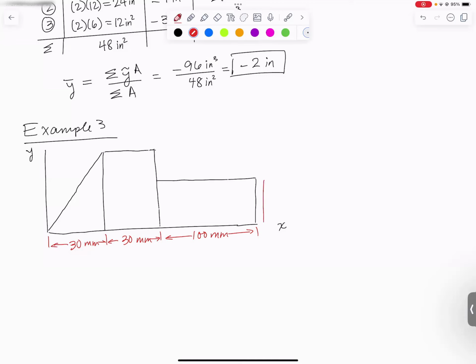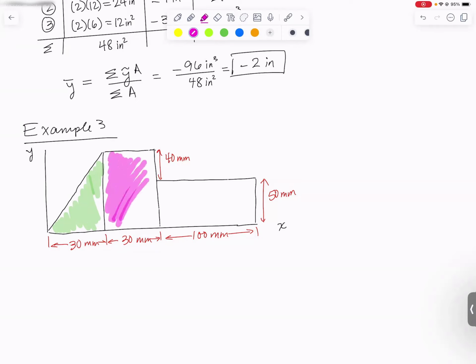And vertically, this rectangle is 50 millimeters high. Then we go up an additional 40 millimeters to the top of the other rectangle in the triangle. And that should cover everything that we need. Let's shade these in, assign our shapes. So I'll make this a green triangle, and then maybe a pink rectangle, and finally a blue rectangle. I'm going to label this shape 1, 2, and 3.